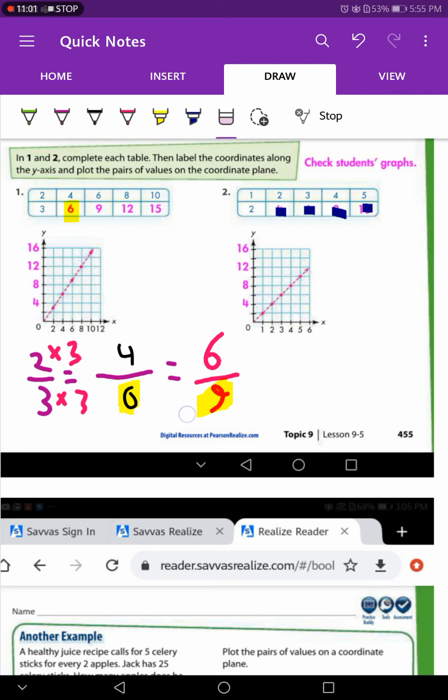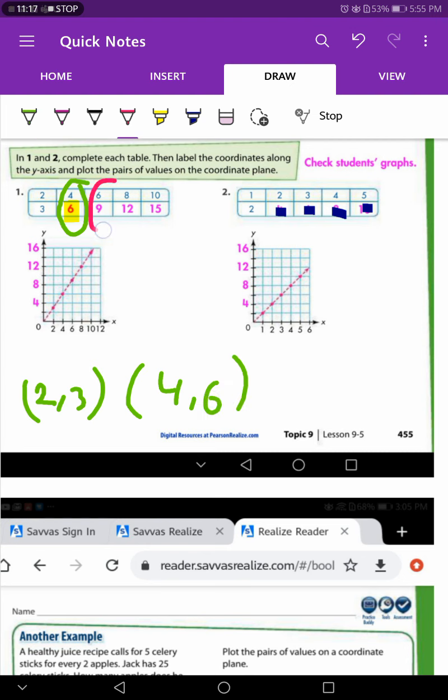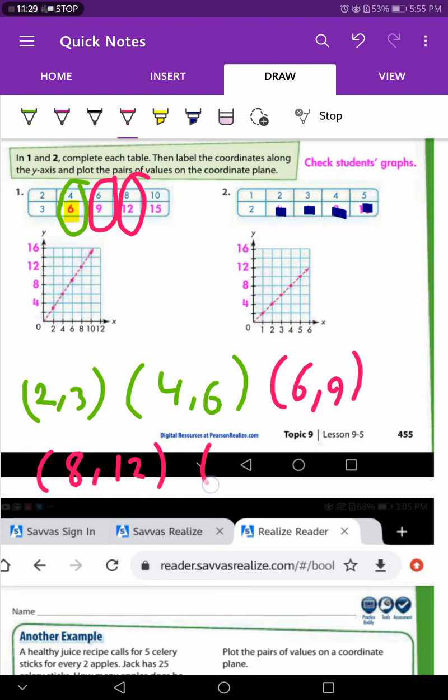Now I take them as ordered pairs. You see? It is 2 and 3. And the second ordered pair comes from here. It's 4 and 6. And the third ordered pair comes from here. It's 6 and 9. And the fourth, it is 8 and 12. And 10 and 15, the last one here.